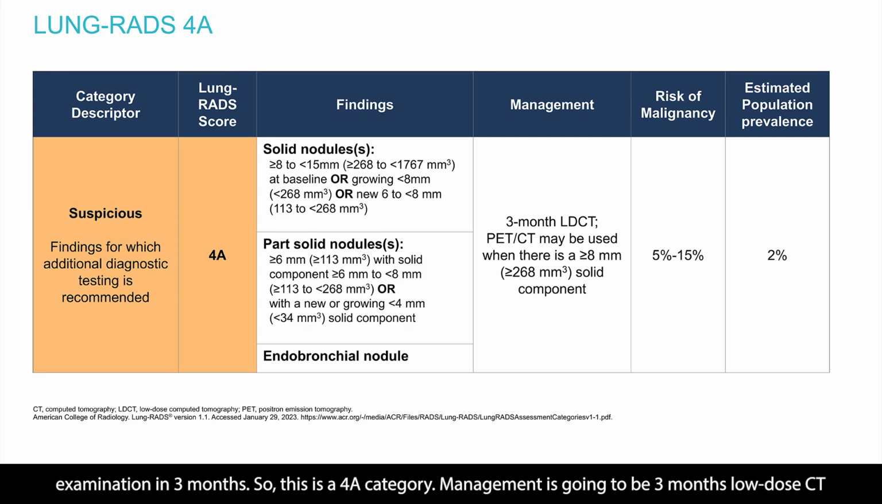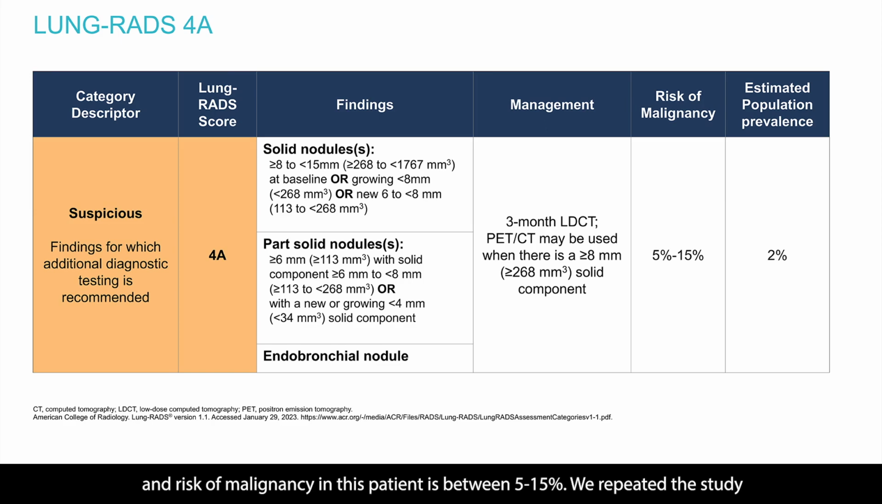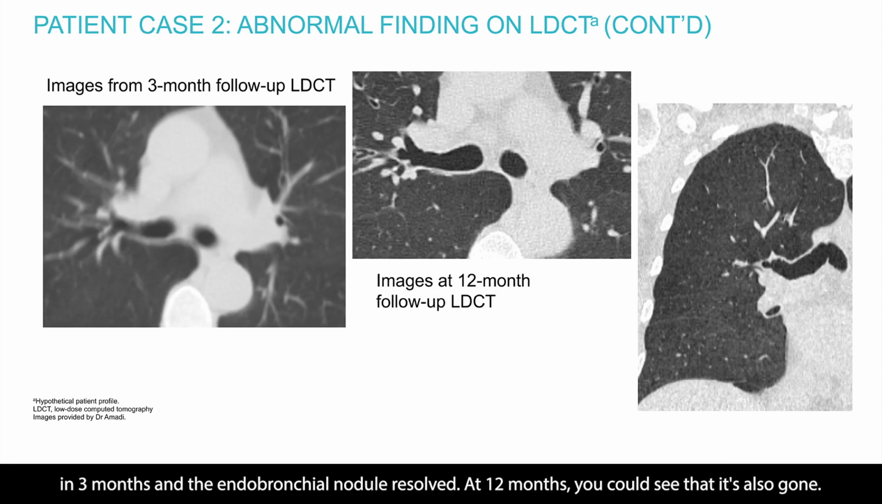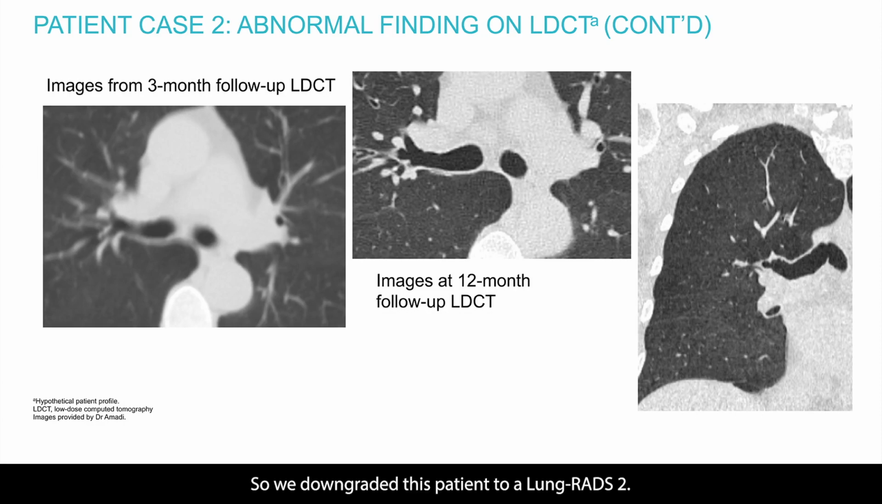So this is a 4A category. Management is going to be 3 months low-dose CT, and risk of malignancy in this patient is between 5 to 15%. We repeated the study in 3 months, and the endobronchial nodule resolved. At 12 months, you could see that it's also gone. We downgraded this patient to a Lung-RADS 2.